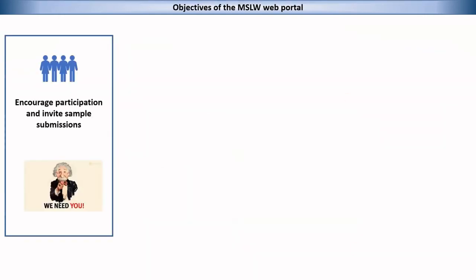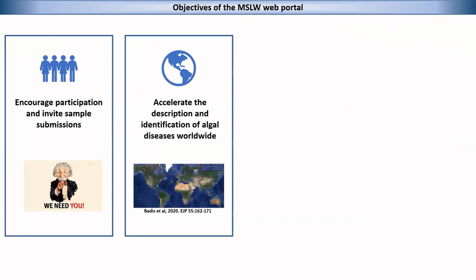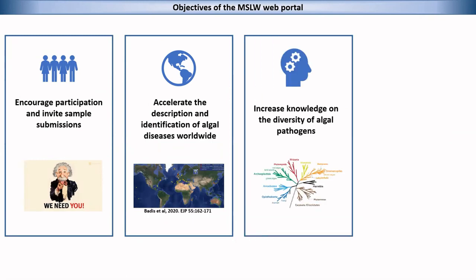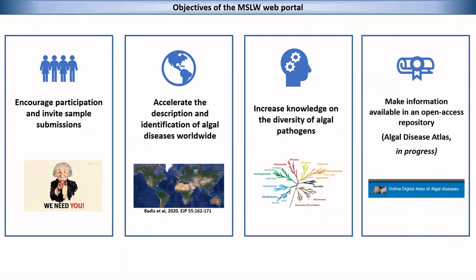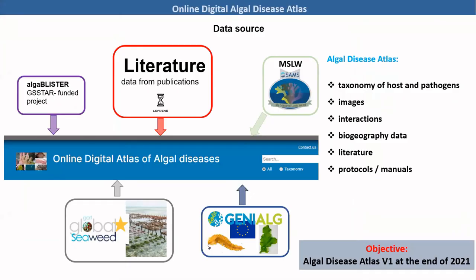So our objectives of this web portal are really to encourage the participation and the sample submission on a large scale in order to accelerate the description and identification of such algal diseases worldwide, and also to increase the knowledge on the diversity of such algal pathogens. And last but not least, we aim to make the gathered information available in an open access repository, which is called the Algal Disease Atlas.